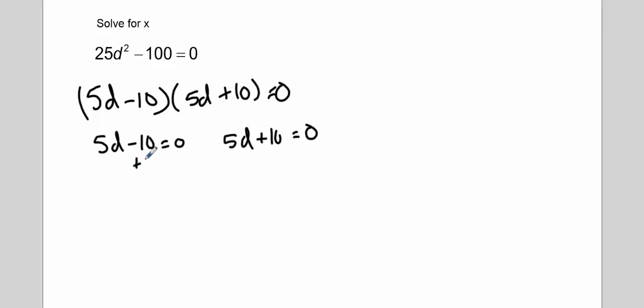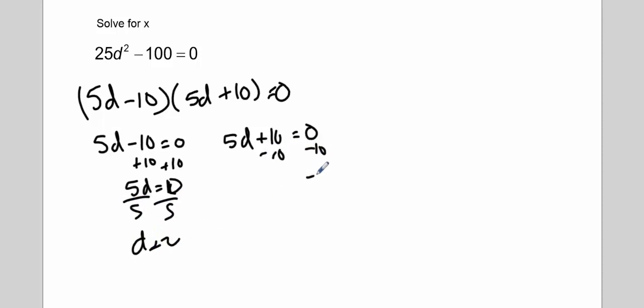So I'll add 10. 5d is 10. Divide by 5. d is equal to 2. Subtract 10. 5d equals negative 10. Divide by 5. Get d is equal to negative 2.